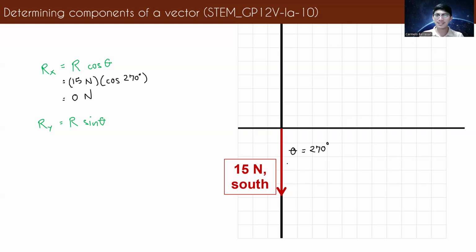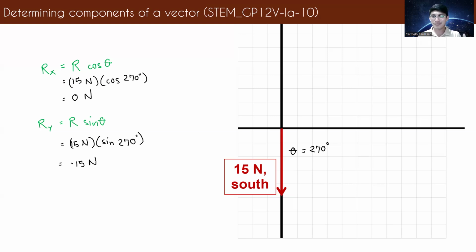So automatically, if it is south or north, there is no need to use it. But again, I'm discussing the standard procedure. But if you notice, our vector has no horizontal component because it's only south, right? Along the vertical component. So now, our Ry is 15 newtons multiplied by sine 270 degrees, and that should give you negative 15 newtons.